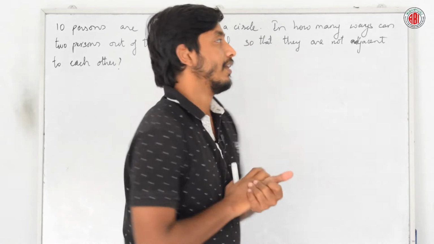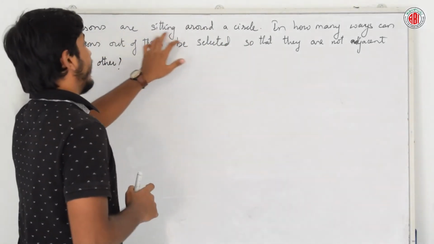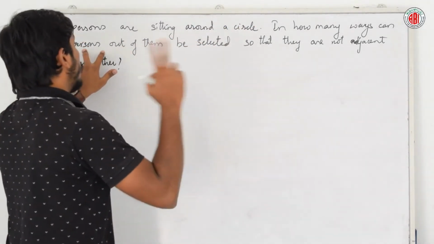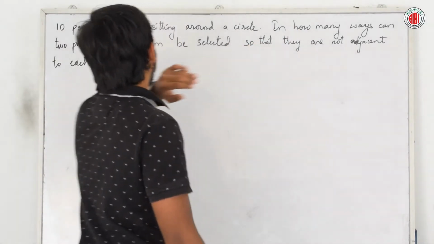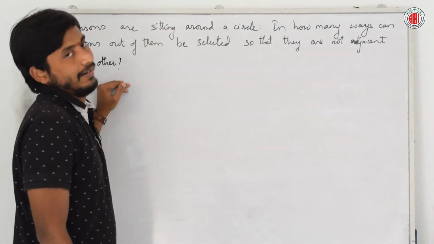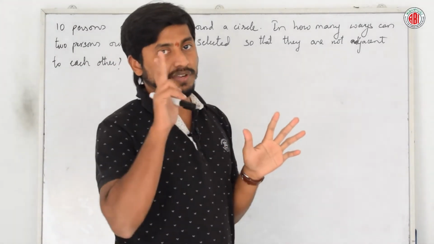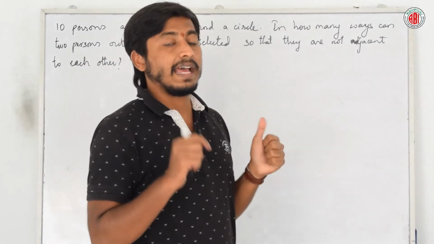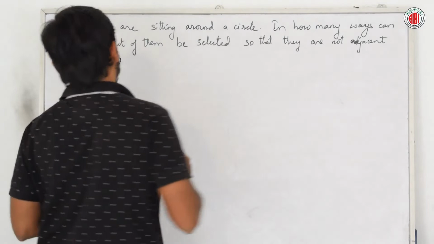Okay, see here. The first question for today is: 10 persons are sitting around a circle. In how many ways can 2 persons out of them be selected so that they are not adjacent to each other? Okay, there are 10 people out of which we have to select 2. Obviously, it is 10C2. What if it is arranged within the circle? Then let us see what happens here.